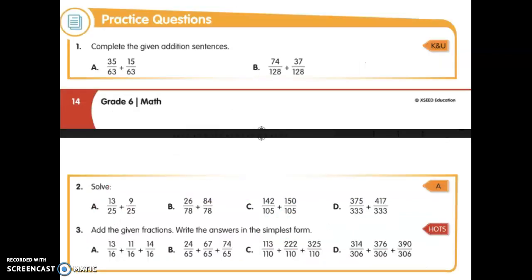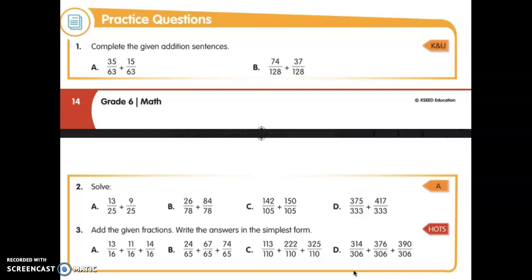Now, some of you don't have a content book right now because it's not available yet. So for these practice questions, you can input your answers in the Google form. I will provide an answer sheet. We have three practice questions. For number one, there are two questions. For number two, there are four questions. And for number three, four questions. I want you to write your answers in the Google form.